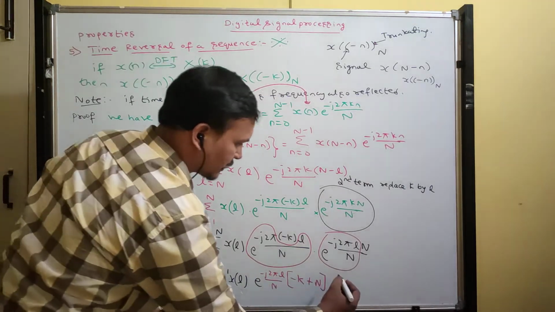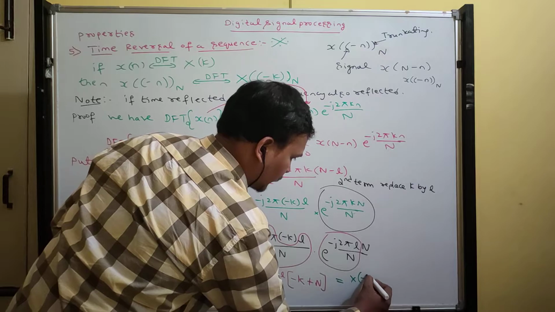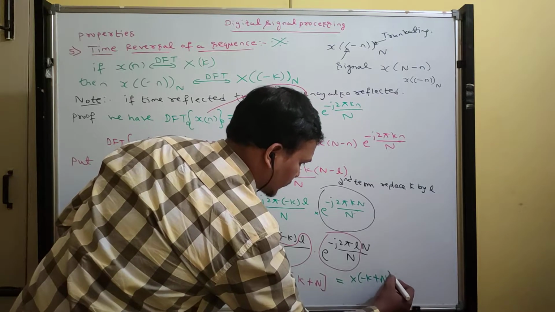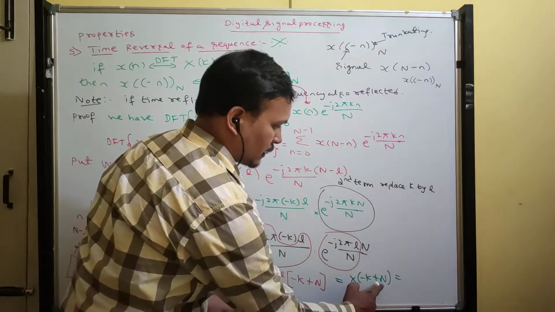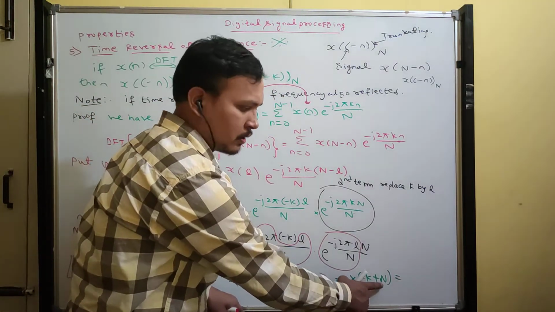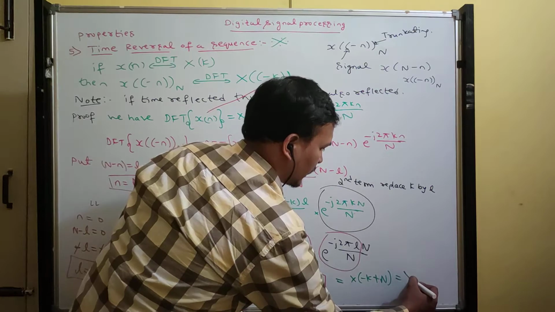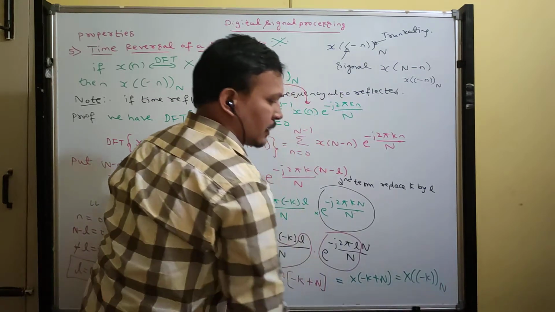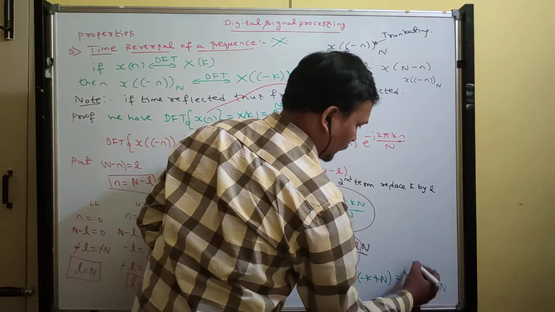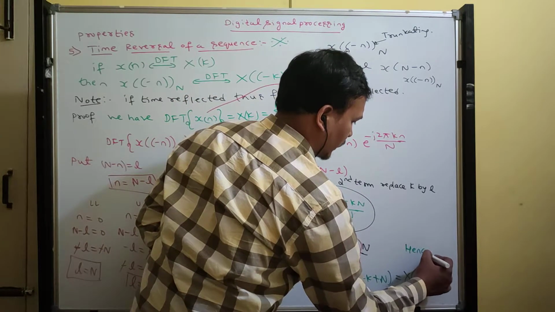this whole thing we can write as X of minus k plus n. Further, now I am taking the truncated value outside. Then we can write X double bracket of minus k truncate n. So hence proved.